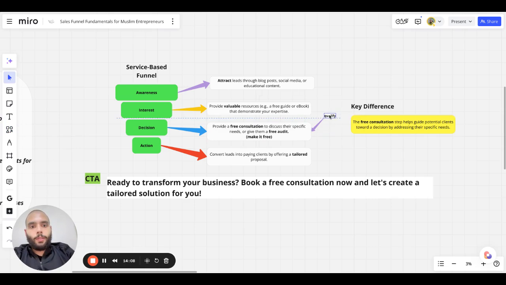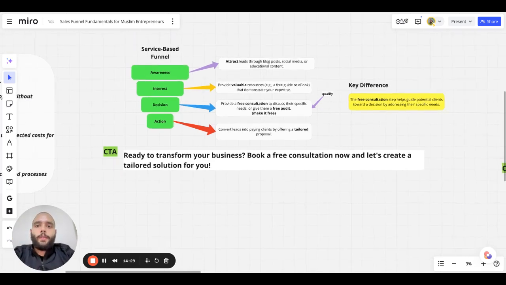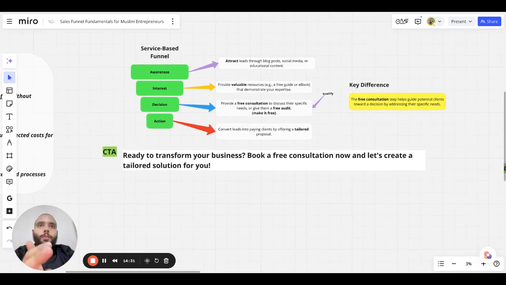And then let's go ahead just to make this easy. Qualify. Okay. And then the last step for the action: convert leads into paying clients by giving them a tailored proposal. So you hear them out on the qualification call or audit, and you give them something that they need, because you basically break it down for them. And as long as you find out that they can't afford your services, bro, sell them, bro. Because if they have a problem, you're a doctor. They're coming to you. You're a doctor. You have the solution. Give it to them.